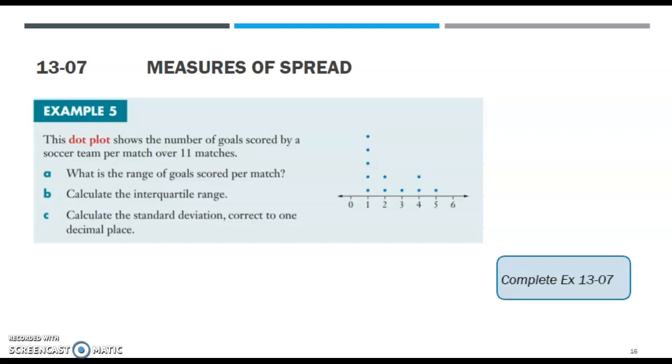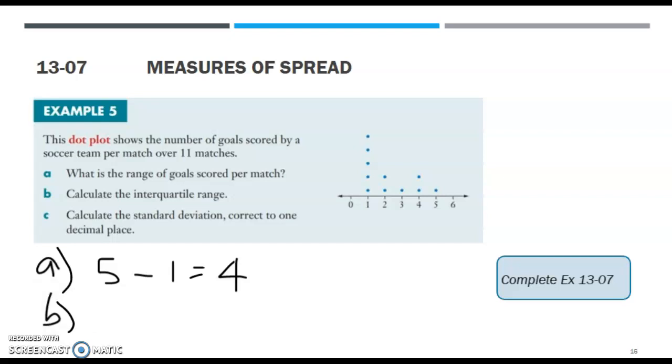What is the range of goals? So no one scored no goals because there's no dots above that. So if we look at the highest number of goals, that would be 5. And the lowest is going to be 1. So that gives us 4. That one. Calculate the interquartile range.